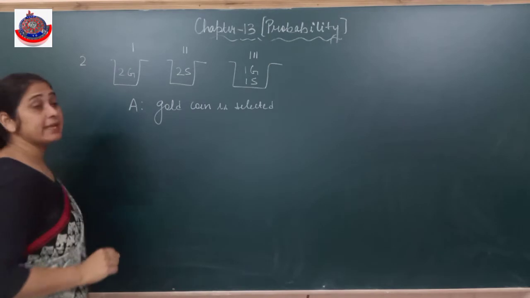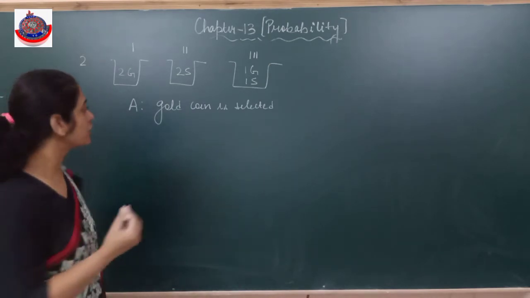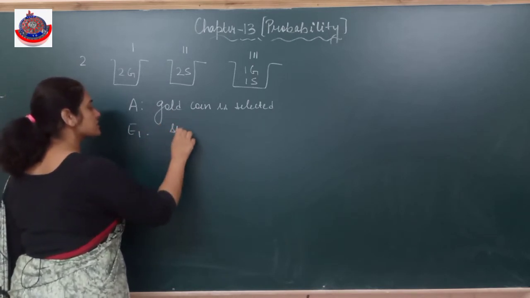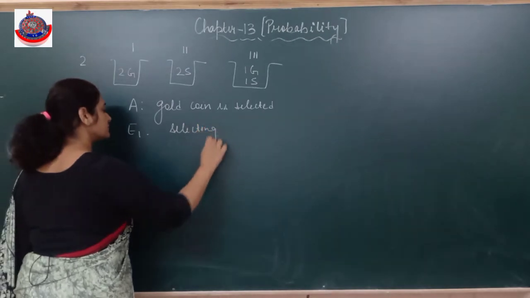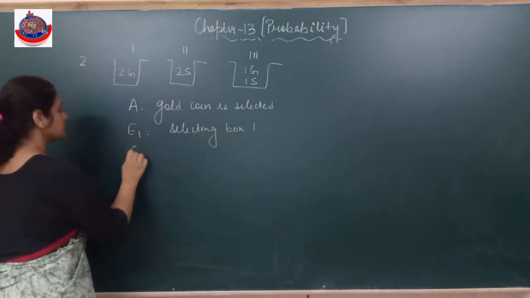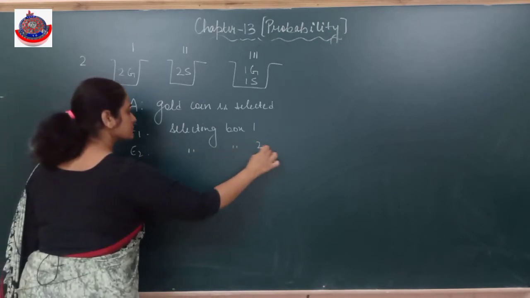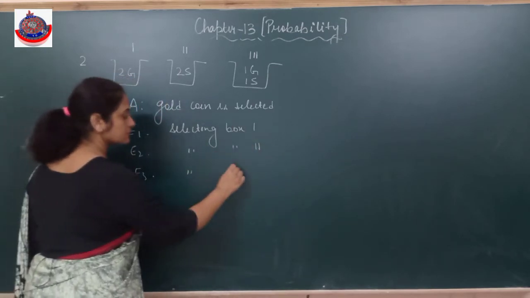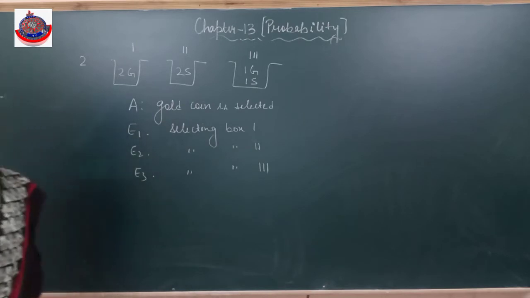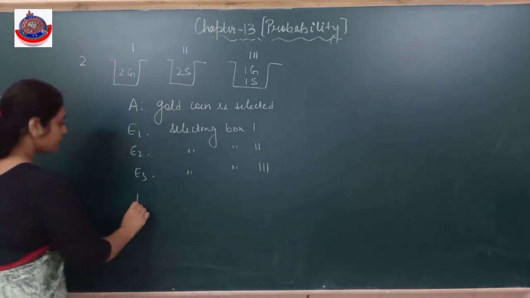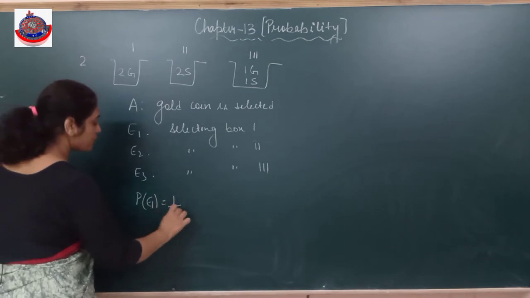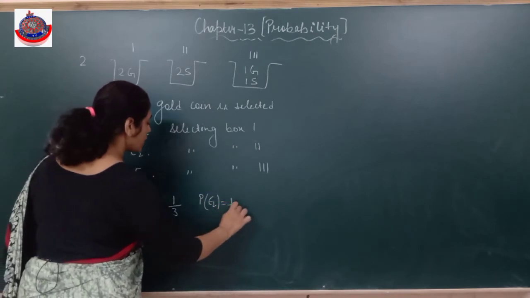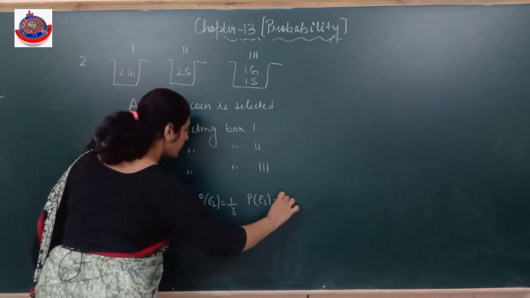Now, first of all, again my question is, there are 3 boxes, so first of all I'll choose the box. So E1 is selecting the first box. Clear? Now probability of box 1: I have 3 boxes, so out of that 1 has to be selected, 1/3. The probability of E2 is also 1 by 3, probability of E3 is also 1 by 3.